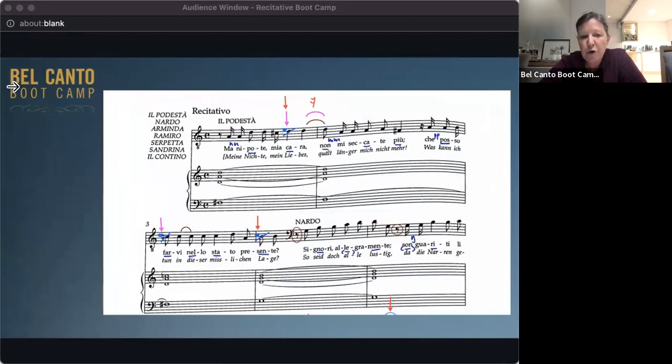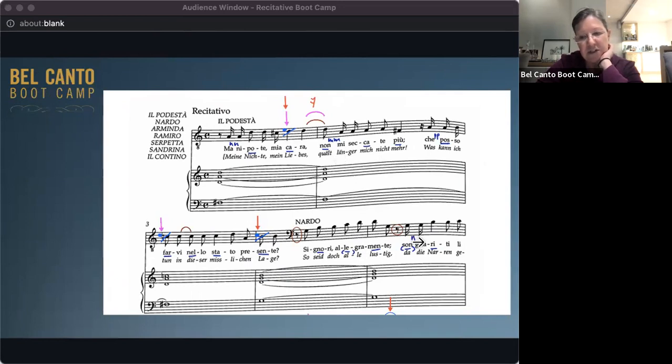So we know the poem is "Ma nipote mia cara," then "non mi seccate più che posso farvi." Sorry, I need my glasses, I cannot see. That is the end of a line, because that's why I put that little slur, "nello stato presente." Why is that important? Because you can choose to make extra stops if the composer didn't put a rest there, right? They were basically taught to put rests there, but sometimes it doesn't work out in the 4/4 time.